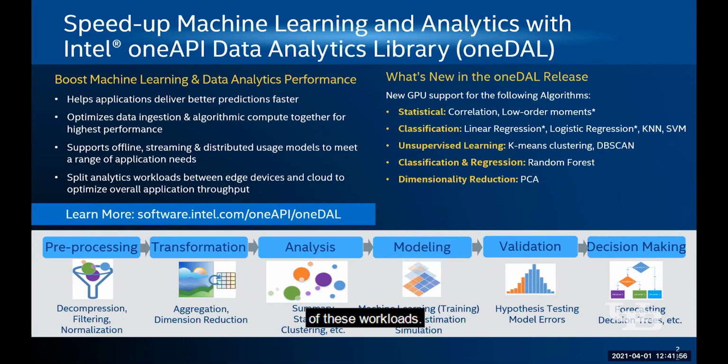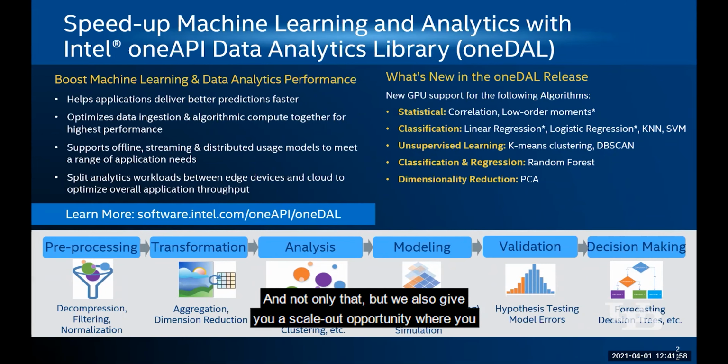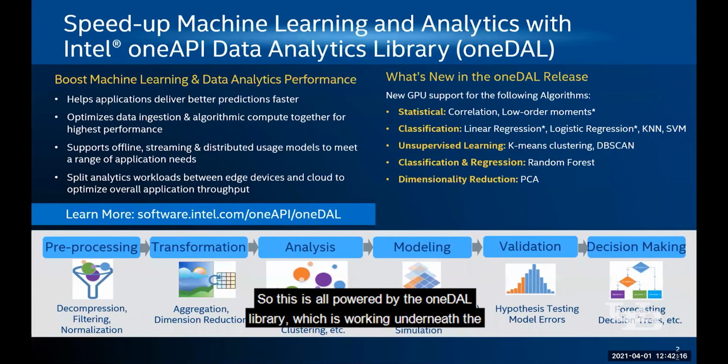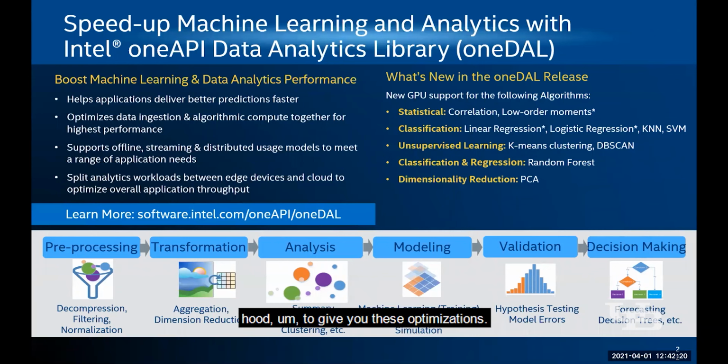these workloads. And not only that, but we also give you a scale-out opportunity where you can use $for-pi to get even more speedup in your XGBoost prediction, or use distributed mode or online streaming mode for popular algorithms such as linear regression, k-means, and so on, if your ML algorithms really need it. So this is all powered by the $1 library, which is working underneath the hood to give you these optimizations.